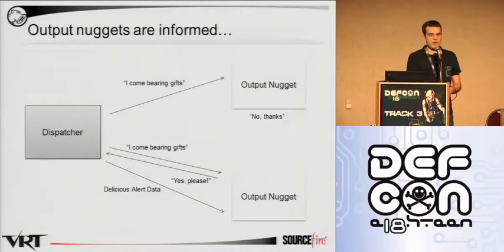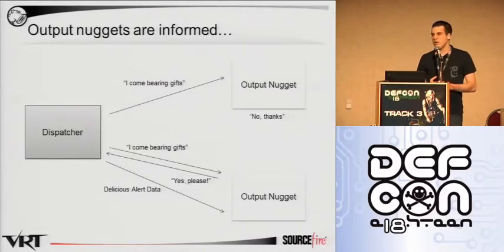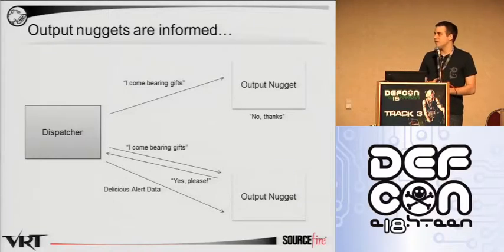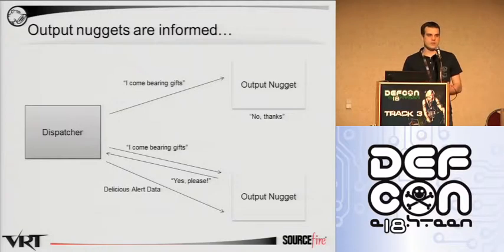All right. So finally, when we've got incoming available alert information, your output, a message is sent from the dispatcher to all available output nuggets, and those output nuggets may or may not be interested in that information. Maybe they're only looking for alert data of a certain format. Maybe they're only looking for alert data for a specific file. But either way, if they're not interested, then they just ignore the message. If they are, then a message is sent back indicating what kind of information they want.